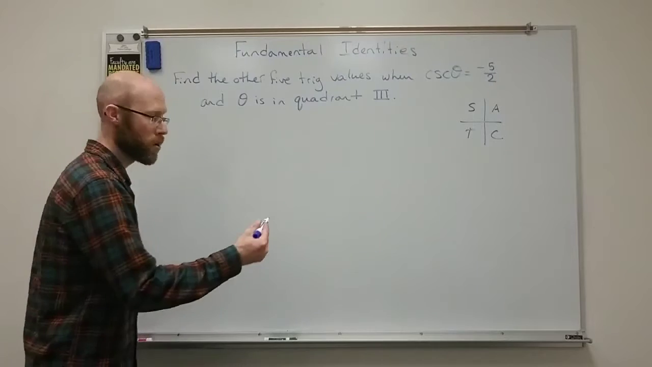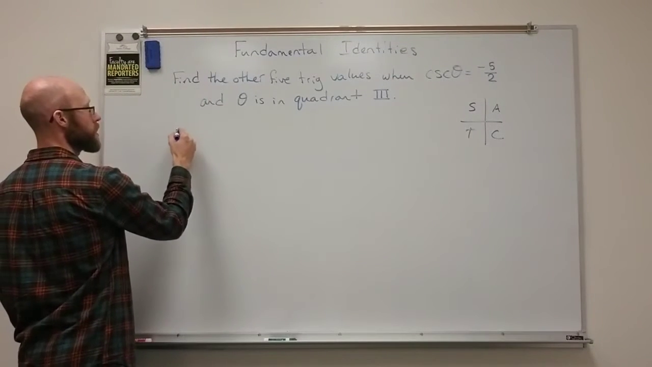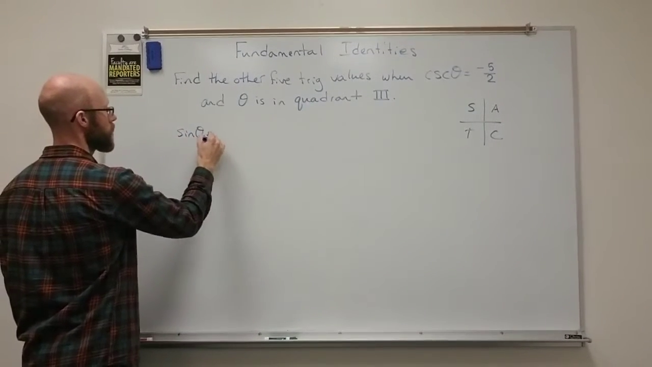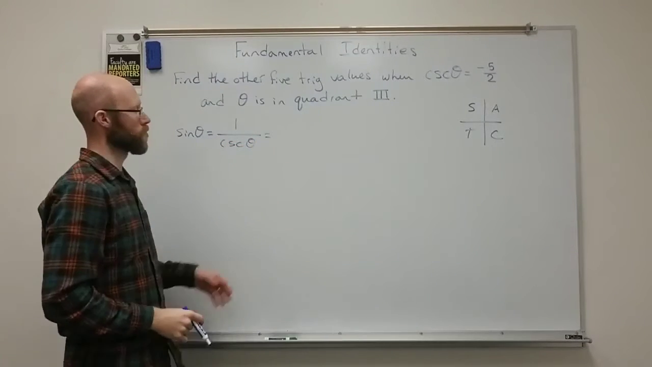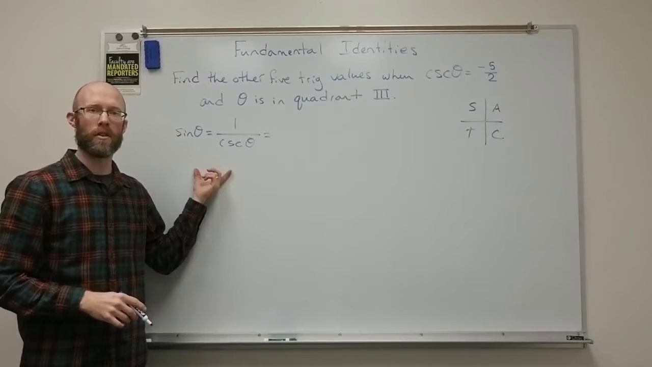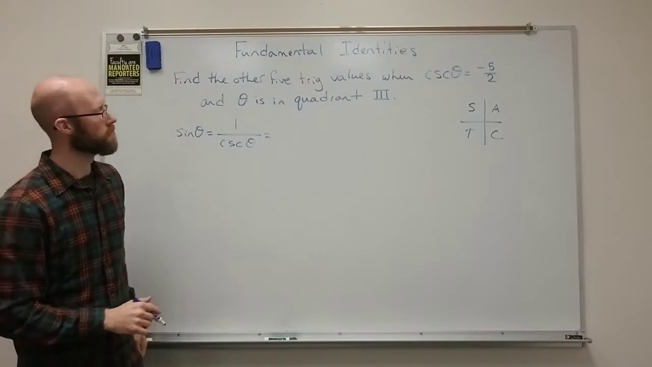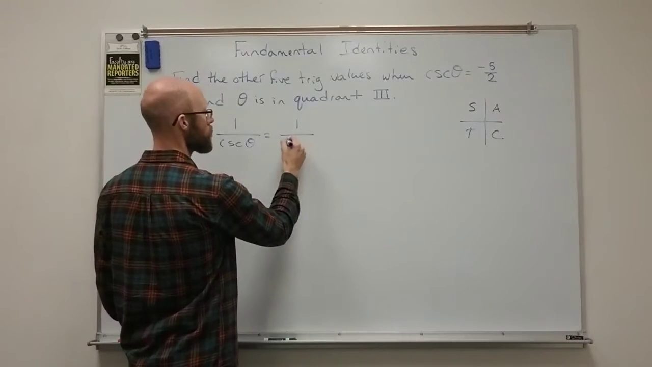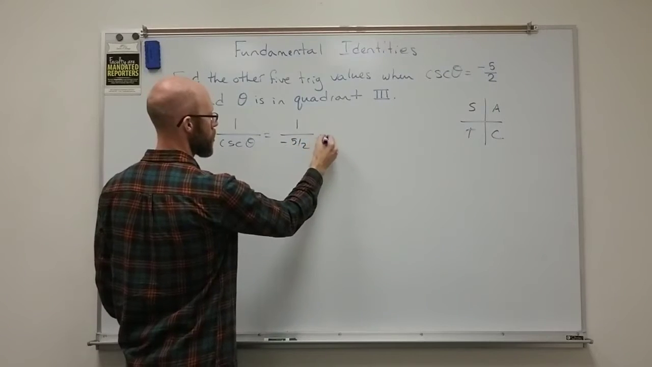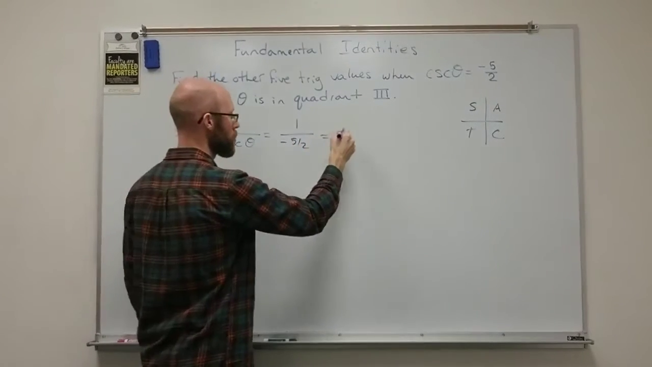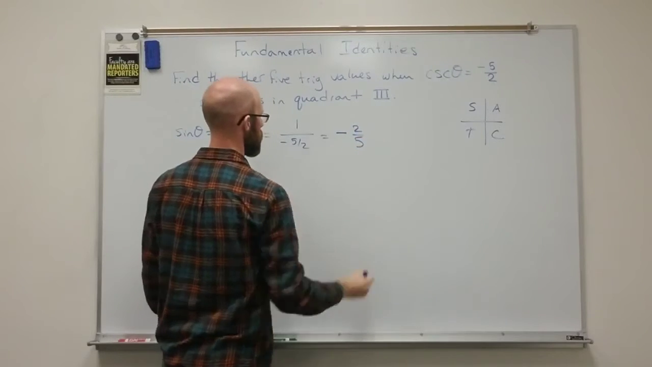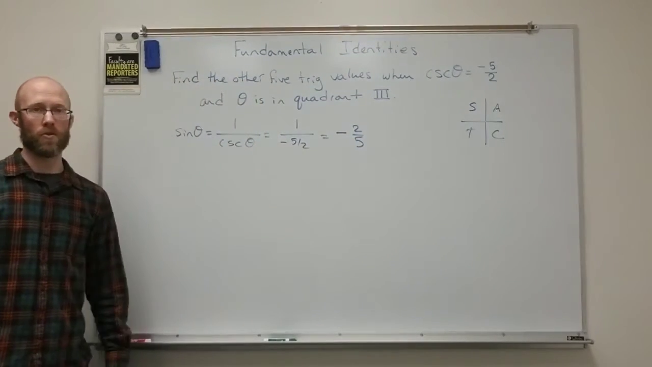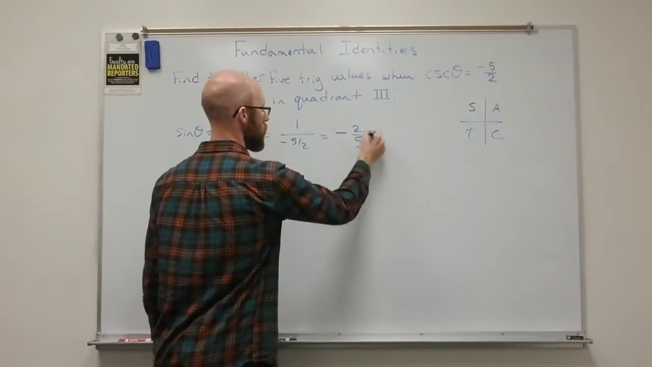Well, I know first of all that the sine is the reciprocal of the cosecant, right? So a reciprocal identity can be helpful. And in this case, it's going to be 1 over the -5/2. Of course, multiplied by the reciprocal, the answer will be -2/5. Right? So the sine is -2/5. That's one answer.